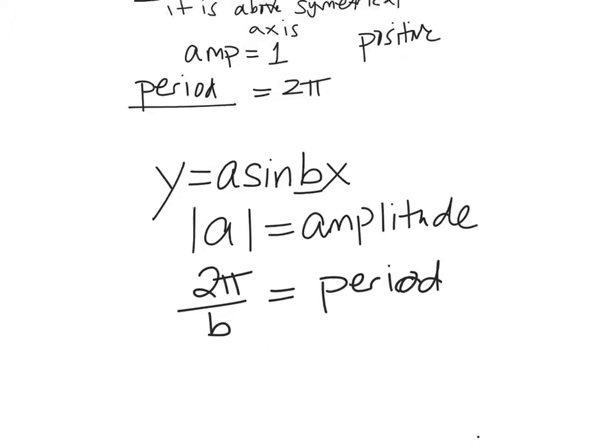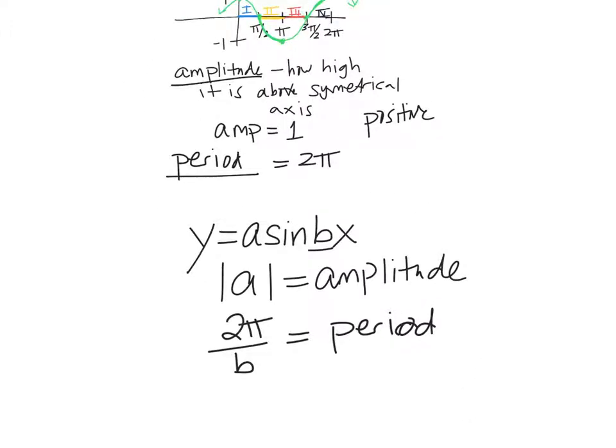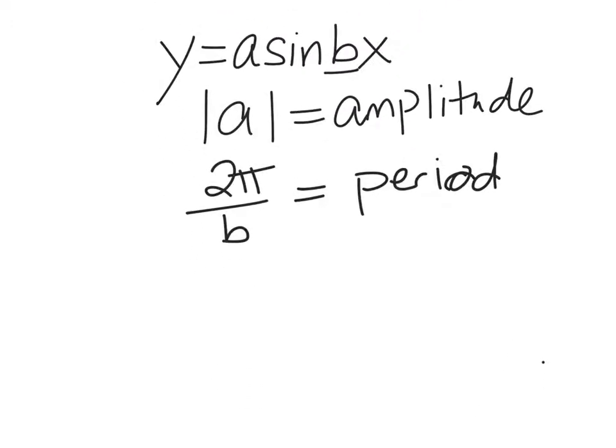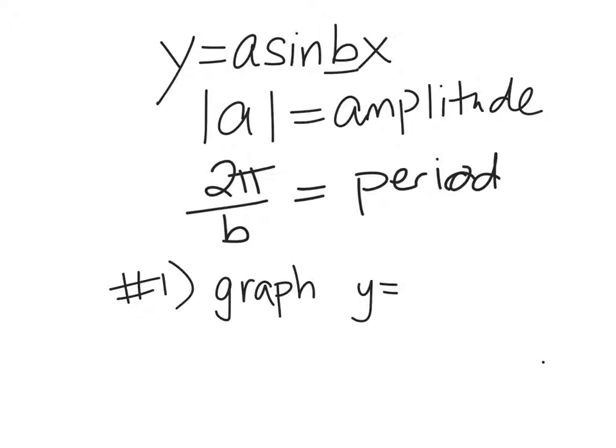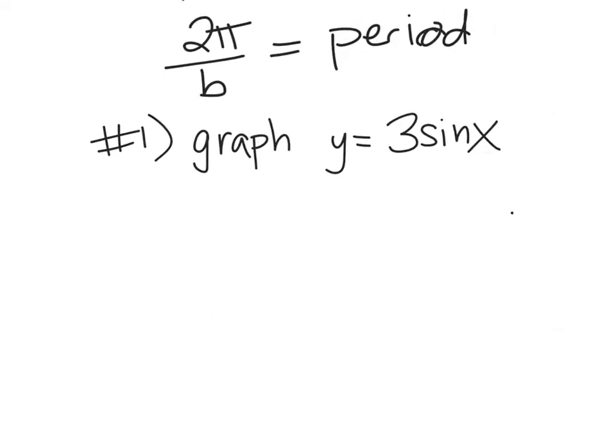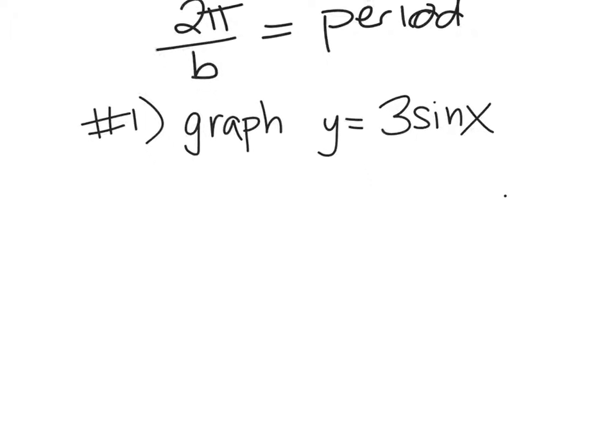All right, so let's just do those first two things. Let's do the amplitude and period change, and then the last part we'll do our shifts. So here we go. Finally, we're getting to our first example, number 1. All right, let's go ahead and let's graph y equals 3 sine x. Okay, we're going to start off very easy. Y equals 3 sine x.